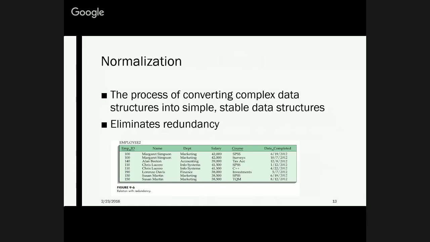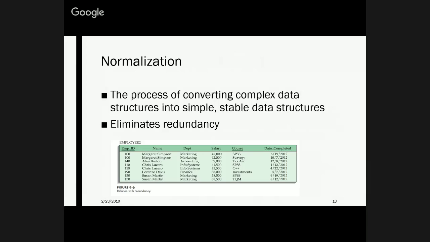So, here's an example of an even worse employee table that has a lot of redundancy. The idea here is that this is courses. Margaret Simpson is taking these 2 courses, or no, she took them. This is when they were completed. All this stuff's duplicated: her name, her department, her salary. The only thing that's unique here is this. So as we'll see in these later slides, this should be broken out to its own table, linked in with the employee ID.